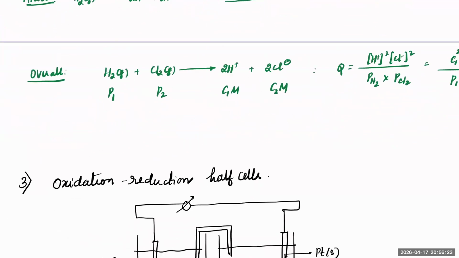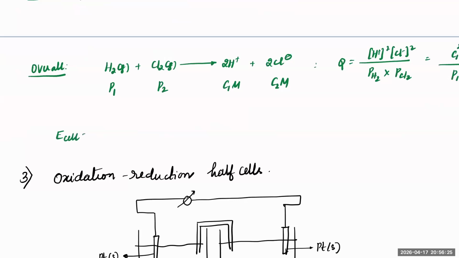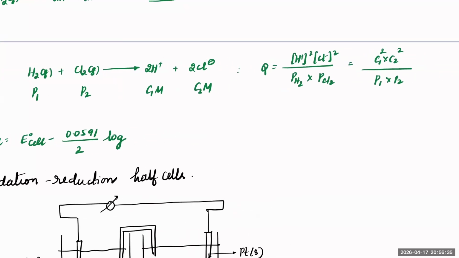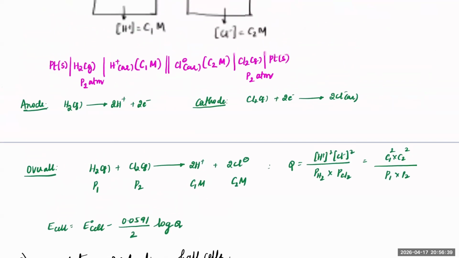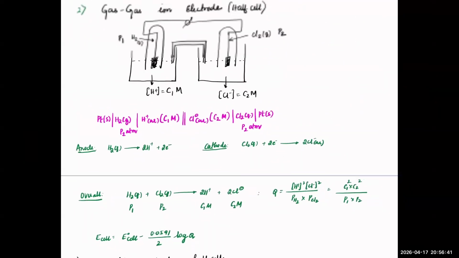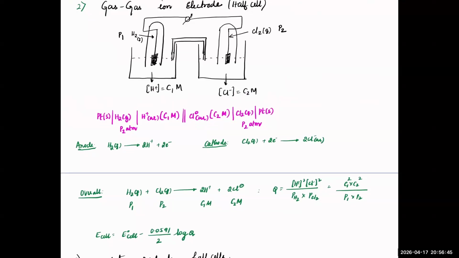And how do we write the E cell here? E cell will be equal to E naught cell minus 0.0591 by the number of electrons transferred, which is 2, times log of Q. So Q value, I have written it there. This is how you figure out the gas ion electrode. Okay, please do check quickly, everybody. If there is a doubt, you can ask.